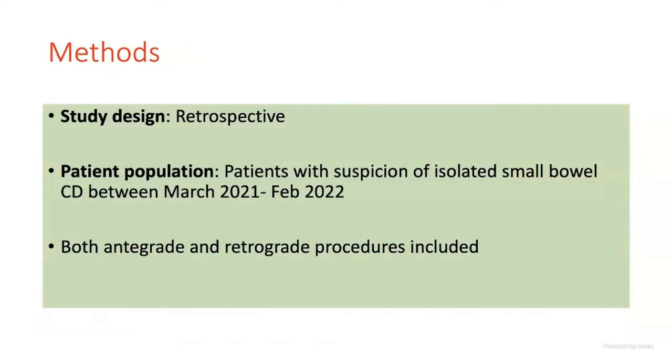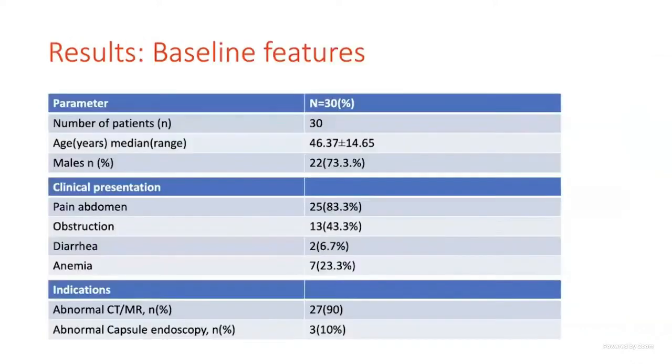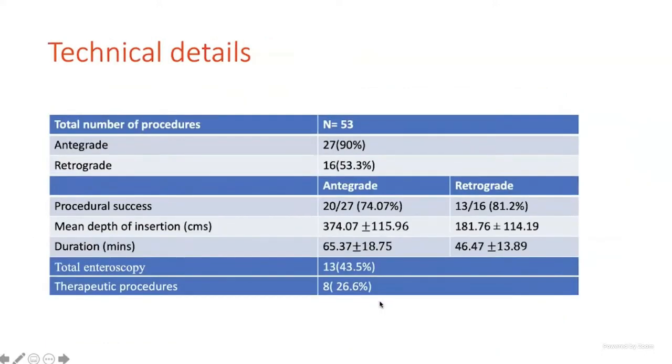It was a retrospective study, which included patients with suspicion of isolated small bowel Crohn's disease between March 21 and February 22. Both antegrade and retrograde procedures were included. So a total of 30 patients were included. The most common clinical presentation was pain abdomen, and the most common indication was abnormal CT or MR, followed by abnormal capsule endoscopy. So a total of 53 procedures were performed in these 30 patients. The procedural success rate was around 80%. Total enteroscopy was done in 13 patients, and therapeutic procedures were done in 8 patients.